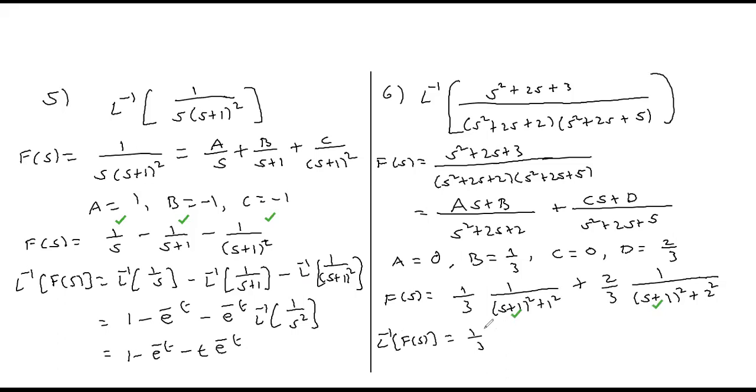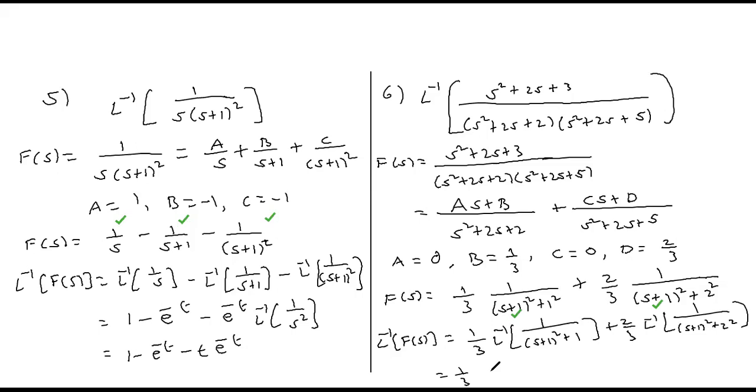1 by 3 into L inverse of 1 by s plus 1 whole square plus 1 plus 2 by 3 L inverse of 1 by s plus 1 whole square plus 2 square. So this is 1 by 3 e power minus t into what is L inverse of 1 by s square plus 1? I replaced s plus 1 with s. Sin t. Okay.